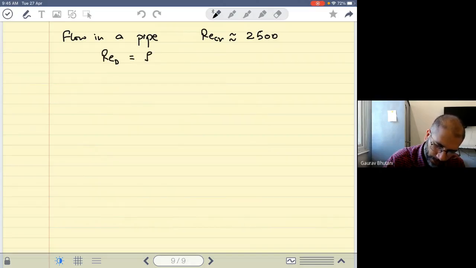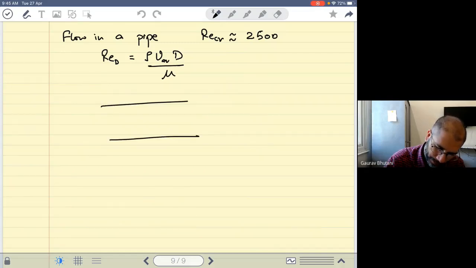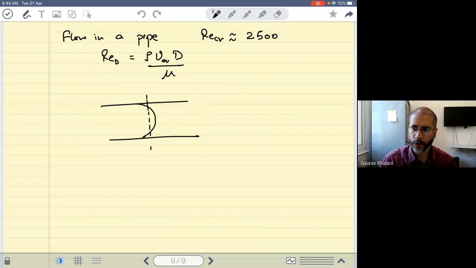That's rho times u average times d by mu. In a pipe, the flow is, as we'll see later, parabolic. So we define u average. U average is the volume flow rate divided by the cross section area, and it is about 2/3 of the u max value. Okay, so this is the Reynolds number. For this Re D, the way we have defined it, the critical value is 2500.